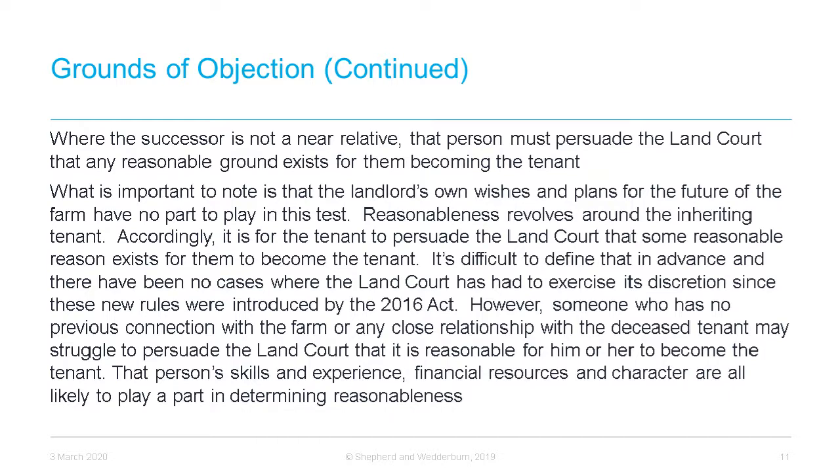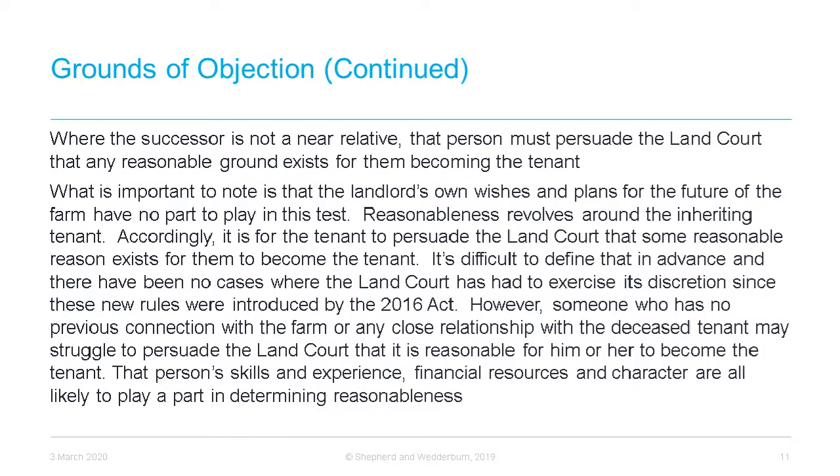If they wish to challenge the tenancy along those lines, they would have to look at one of the grounds for serving a notice to quit, which might have to do with the landlord's own intentions. But it will not form the basis of an objection at this stage where a tenancy is being inherited. So reasonableness revolves around what is reasonable for the inheriting tenant. And the onus is on the tenant who is inheriting to persuade the land court that it is reasonable for them to become the tenant.